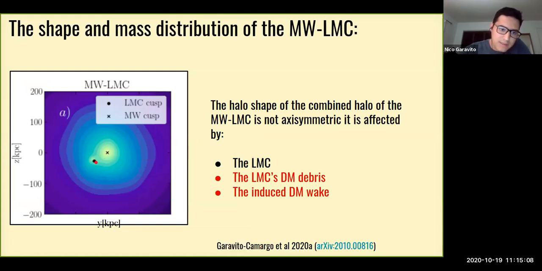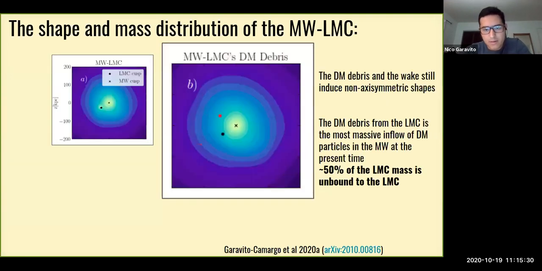So the LMC is here, the Milky Way is in the inner part, and then you can see that even if you start with a spherical halo, like I did in my simulations, you get very distorted shapes, right? But we can say, okay, let's remove the LMC. When we measure the shape of the Milky Way halo, we can remove the LMC. So this is what we get. So now I remove the LMC, but still I have the debris from the LMC.